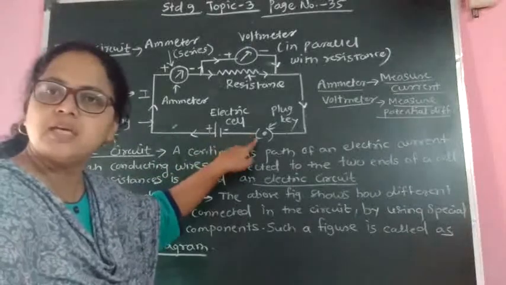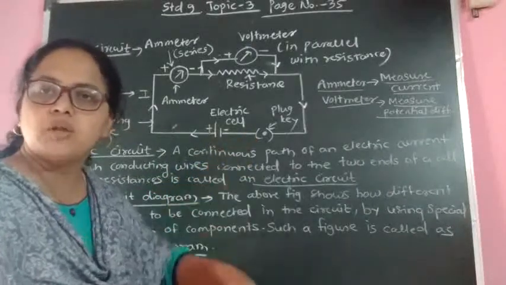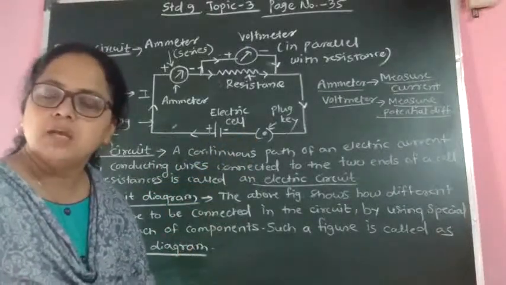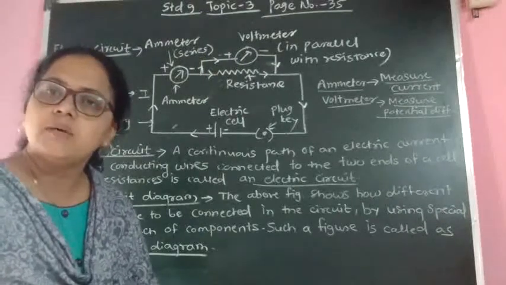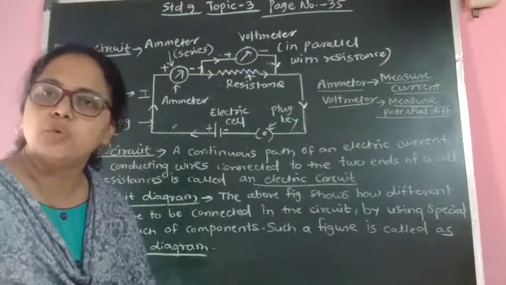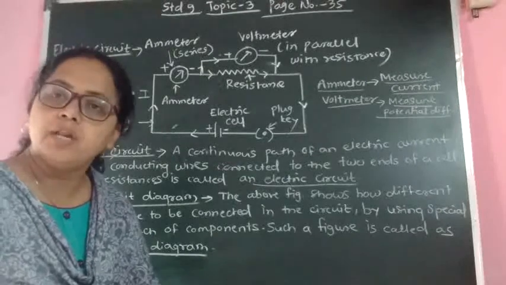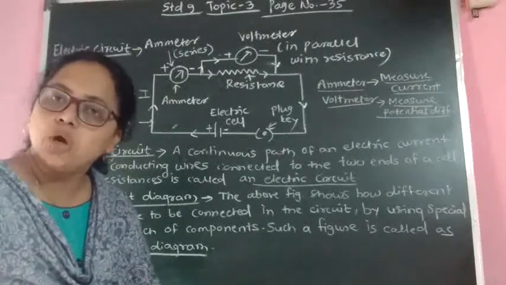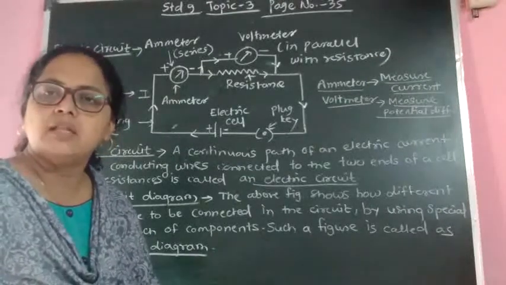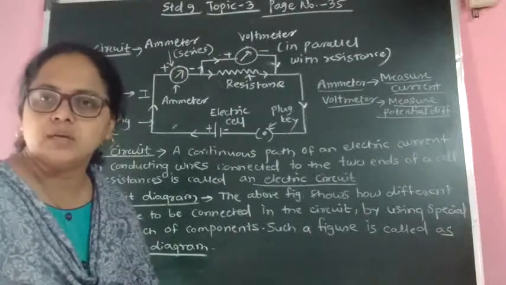Plug key. Plug key means button. When we switch on, that is when we close the plug key, then current will start to flow. When we open the plug key, that is when we switch off the button, then current does not flow through the circuit.